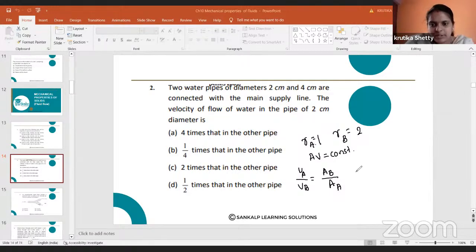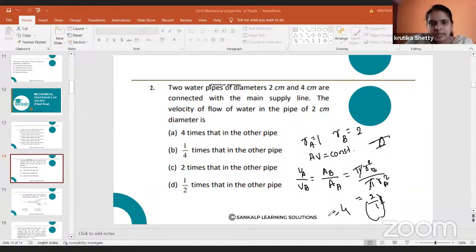So substitute. It is a pipe, so the area of cross section of the pipe is given by pi r square. Pipe B is pi r b square, divided by pi r a square. Pi cancels. rb by ra, the whole square. rb is 2, ra is 1. So 2 by 1 square, this is nothing but 4.